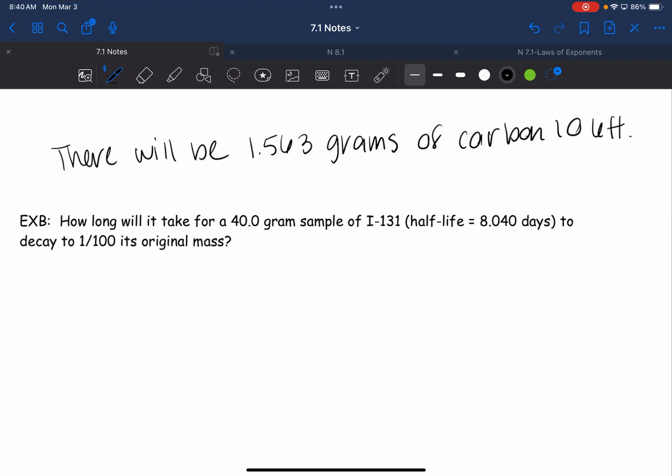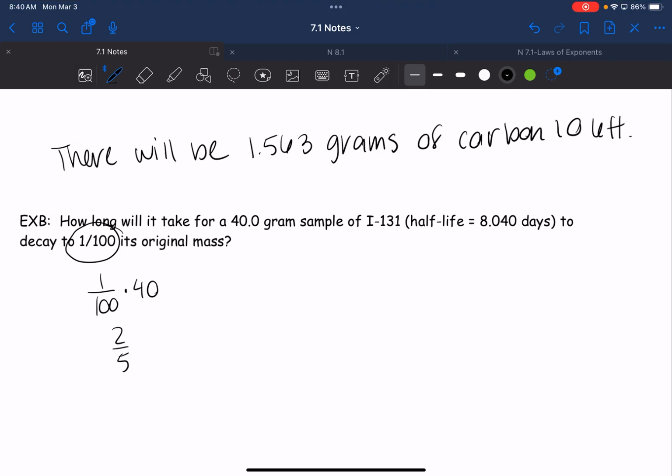Okay, so the final outcome is 1/100th of its original mass. So 1/100th of what was its original mass? 40. So I would have to multiply 1/100th times 40 to figure out what that would be, right? So what would that be if we multiply 1/100th times 40? Okay, so 2/5 if we're keeping fractions.